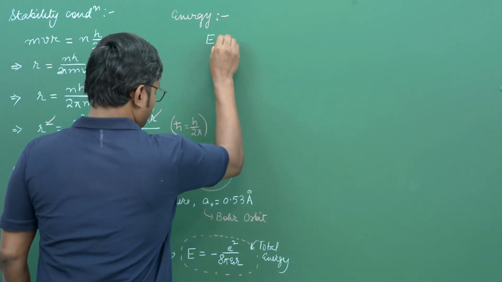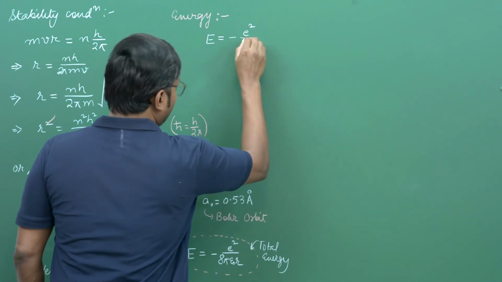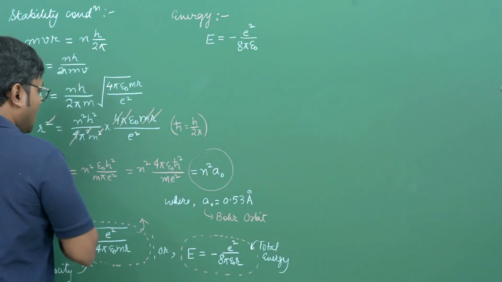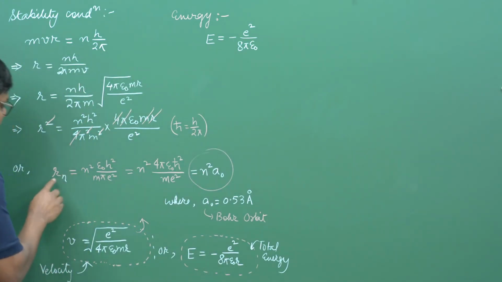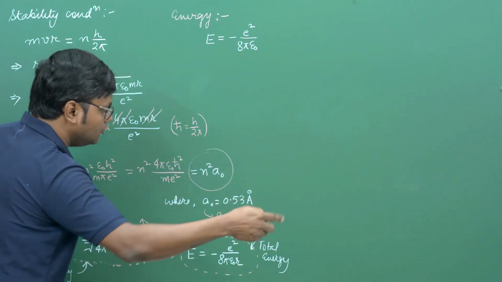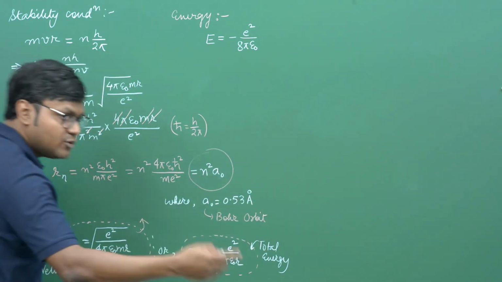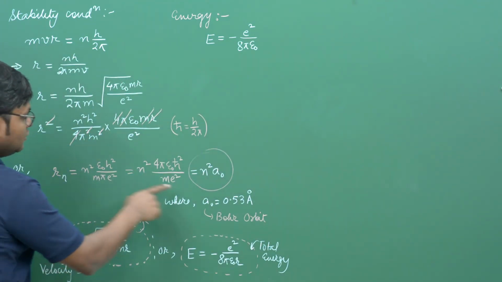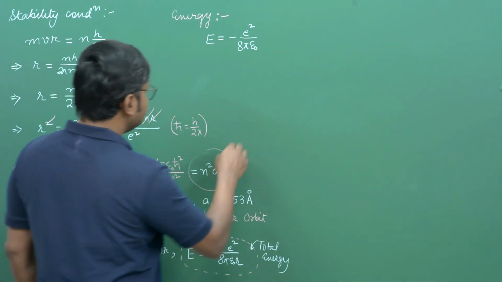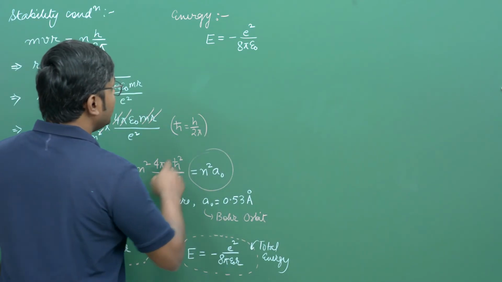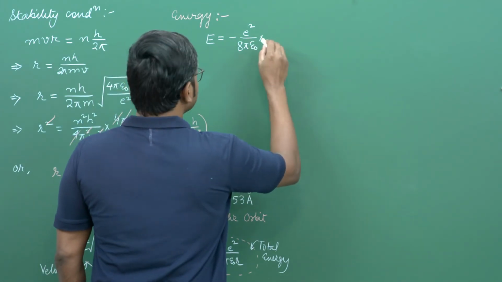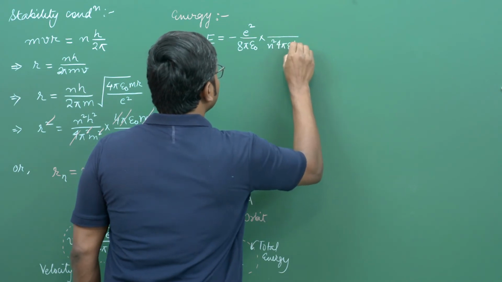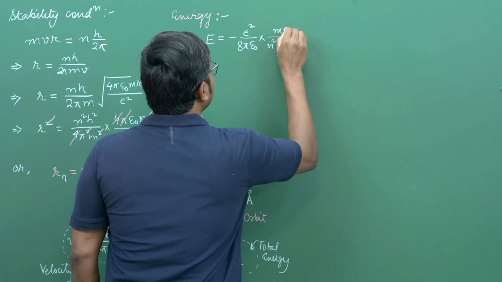So E is equal to minus e square upon 8 pi epsilon naught R. But what is R? I should say Rn, because R can have multiple values, right? For n is equal to 1, 2, 3, 4, 5, you can have various radii corresponding to various stable or stationary orbits. So for Rn you will have this particular value. If I plug in the entire value, then I should end up getting something like n square 4 pi epsilon naught h cut square upon m e square.